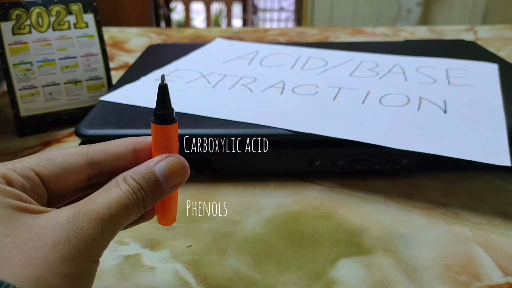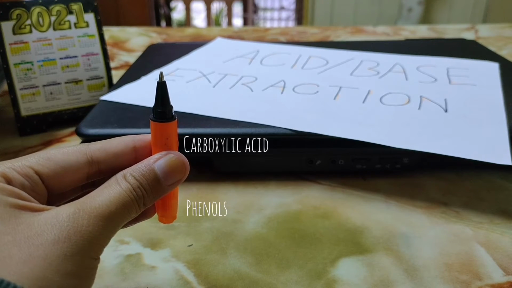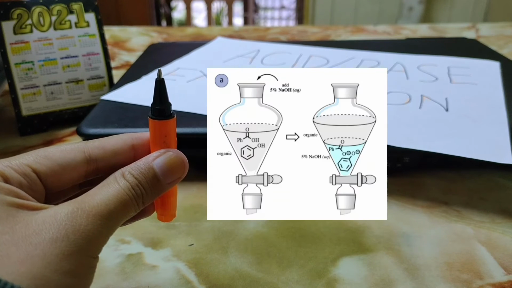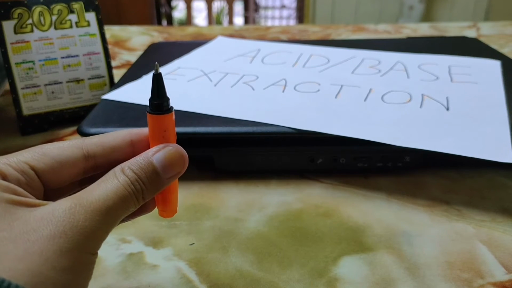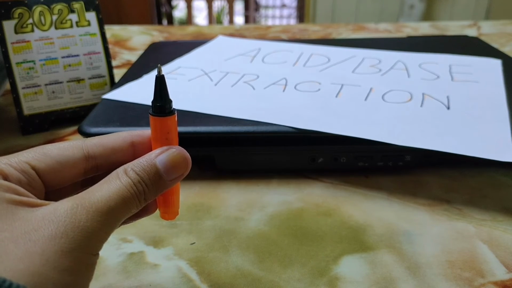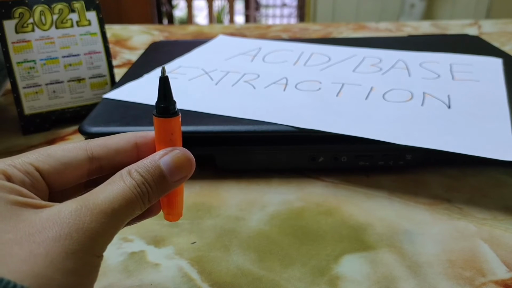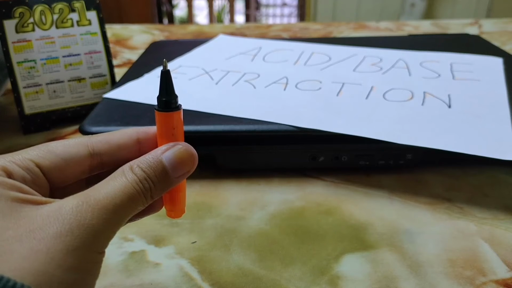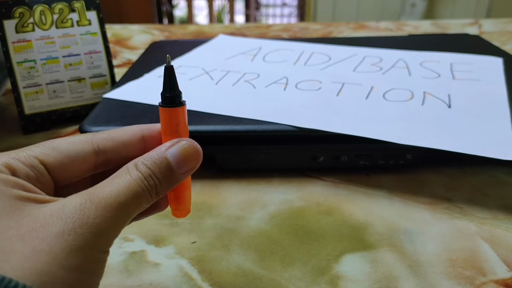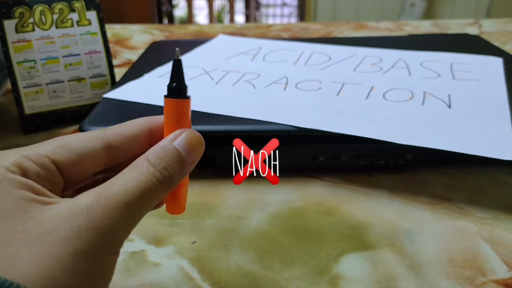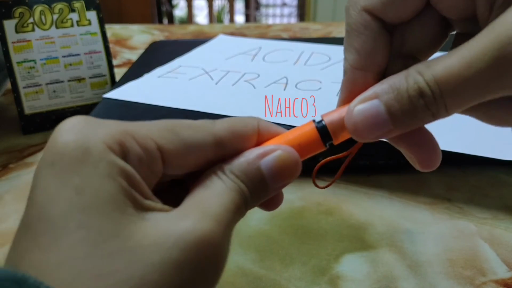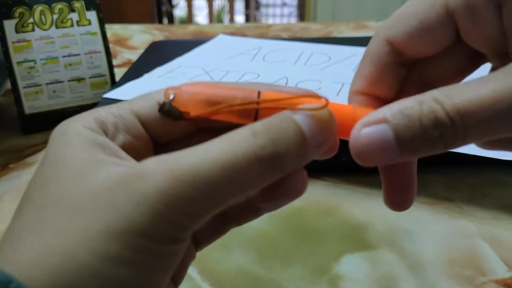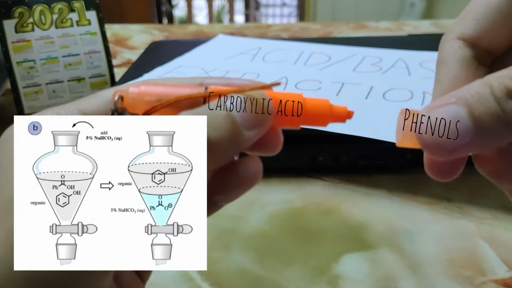Phenols and carboxylic acids can also be extracted into an aqueous layer with NaOH. However, phenols are considered less acidic than carboxylic acids and are not acidic enough to react completely with sodium bicarbonate, which is a weaker base. Instead of using NaOH, we can replace it with sodium bicarbonate to separate carboxylic acids and phenols. That's all for acid-base extraction.